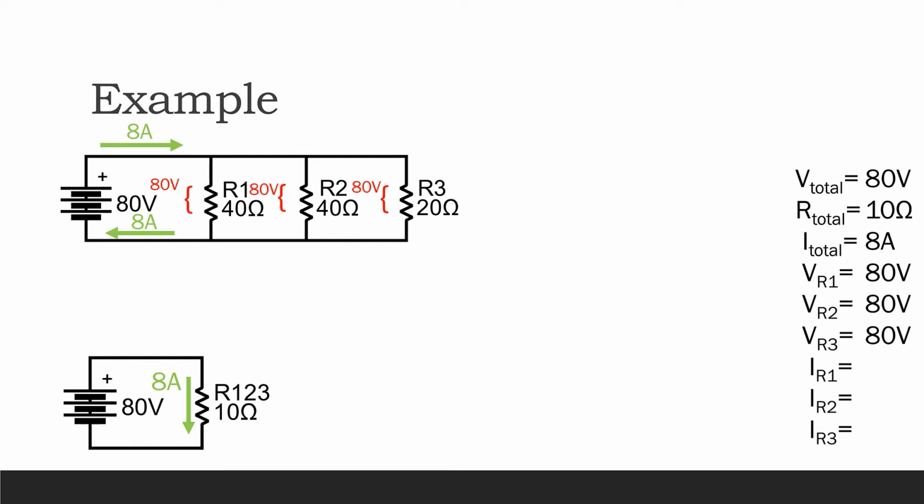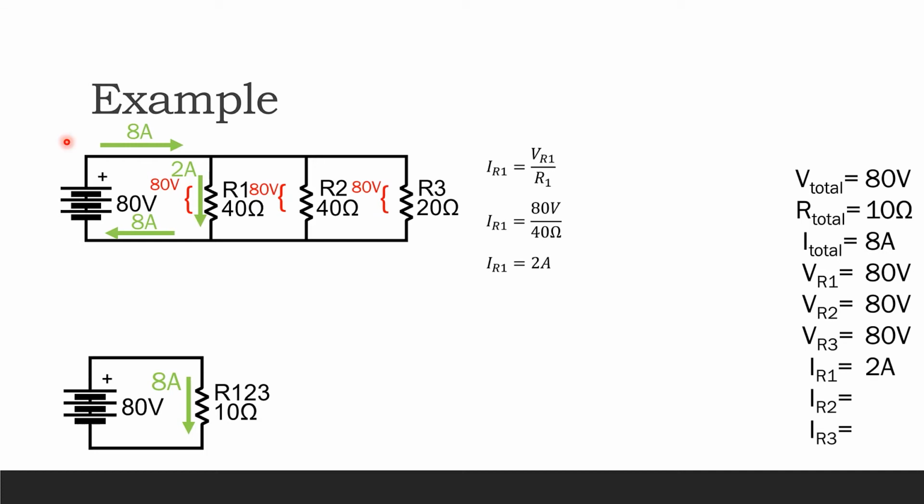And now, once we know the voltage across those resistors, we can also figure out their currents using Ohm's law. So for R1, we know the voltage and the resistance, so we can use Ohm's law to figure out the current. We say I through R1 is V over R, VR1 over R1. So that is 80 volts over 40 ohms. That comes out to be 2 amps. So we can draw 2 amps on our diagram, and we can also write down 2 amps in our list of answers.